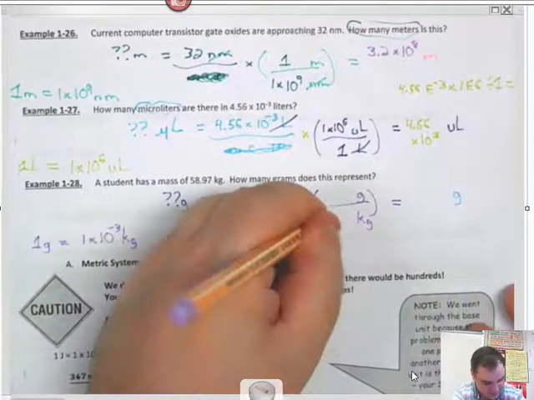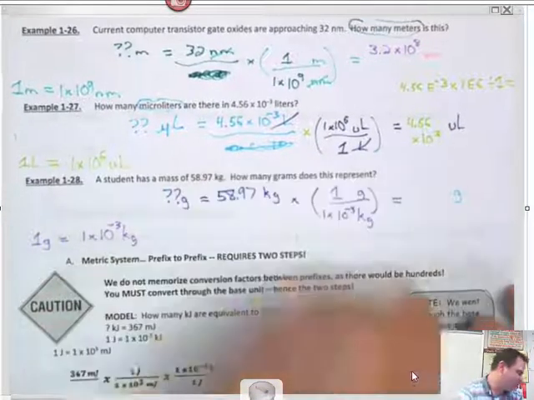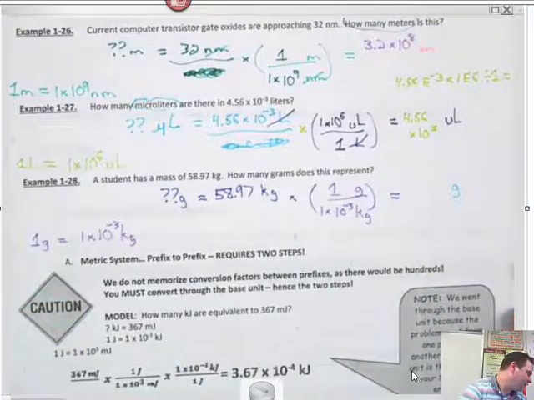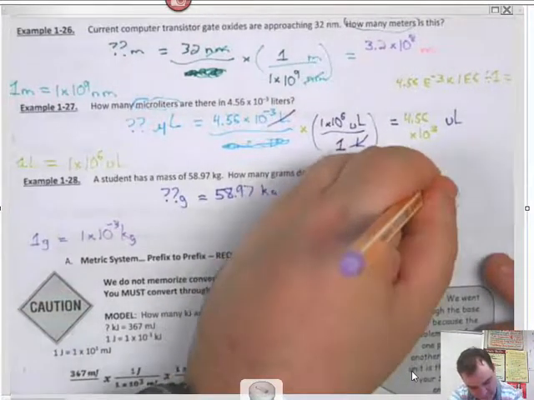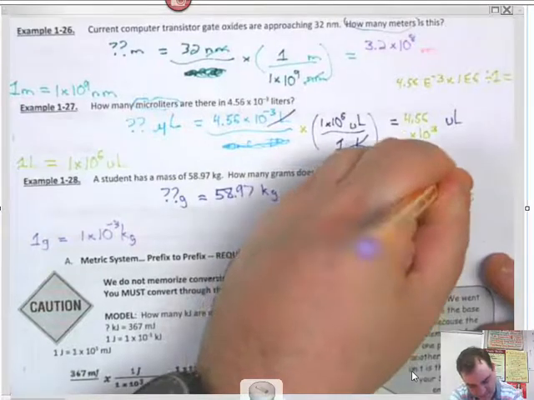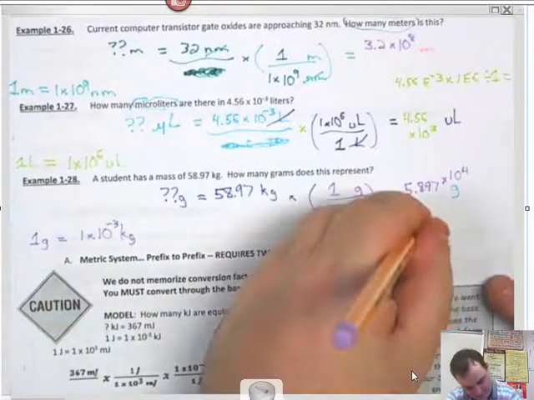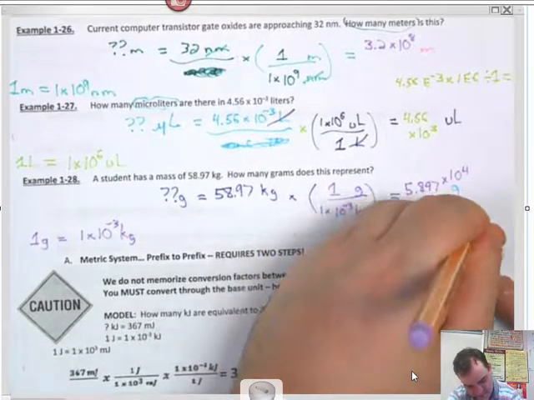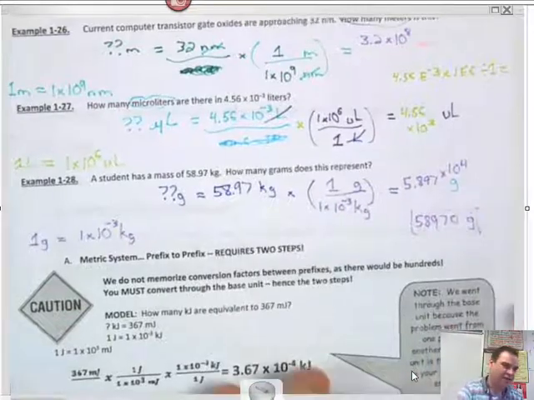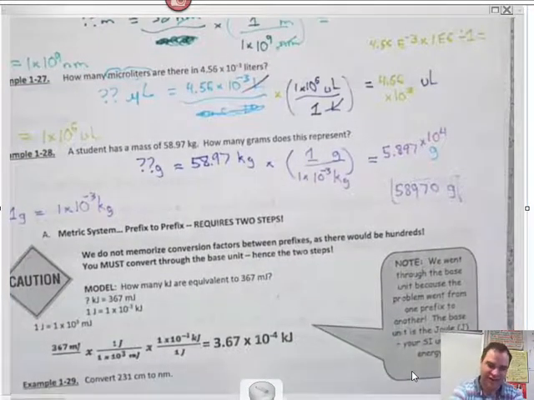This is going to be 1 times 10 to the negative 3rd kilograms. This is going to be 1. And our answer is going to be 5.987 times 10 to the 4th, if you have it in scientific, or 58970 grams for non-scientific. I would accept either answer because it's the kind of person I am.